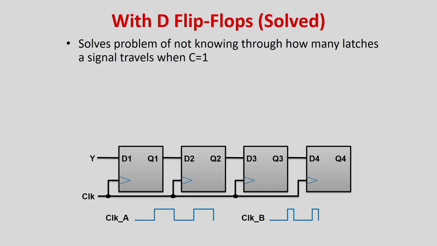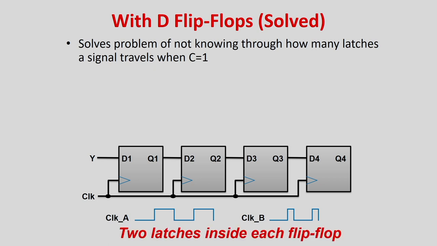And with the D flip flop, whatever problem we faced is solved. We solved the problem of not knowing how many latches a signal travels through when C is equal to 1. Now it travels through only one, because it travels only at every rising edge. And now all of these are flip flops, not latches.